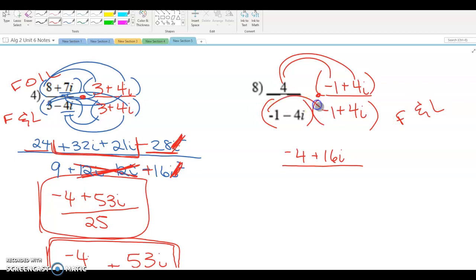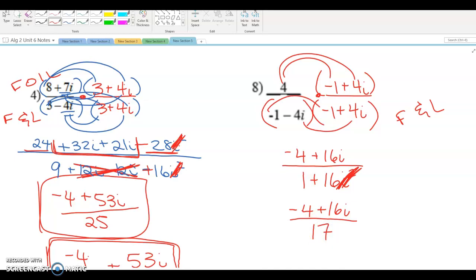What is -1 times -1? Positive 1. What is -4i times 4i? -16i squared. Perfect. And i squared will do what? Make that a positive. You got to make that a plus 16. And so now -4 plus 16i can't reduce because it is different terms. It's our complex number, real part, imaginary part. And now what's 1 plus 16? 17. And last step, see if you can reduce it.